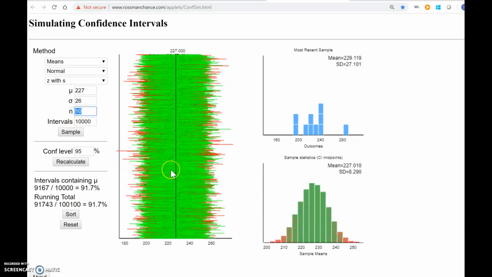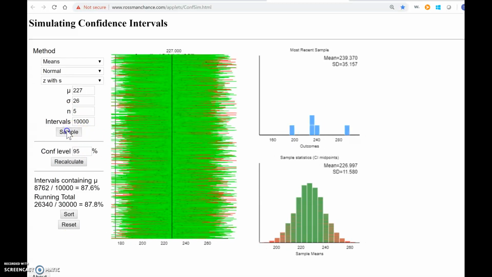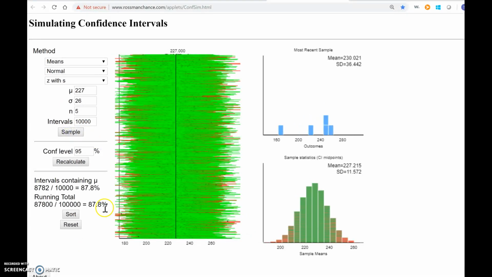And if you go even smaller samples, samples of size 5, it's even worse. Here you're only capturing 87% of the intervals.